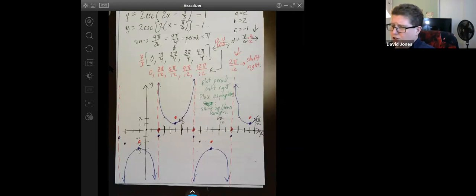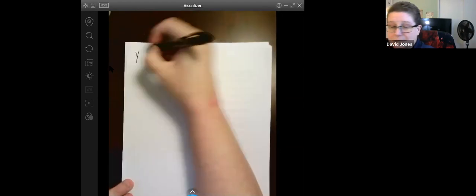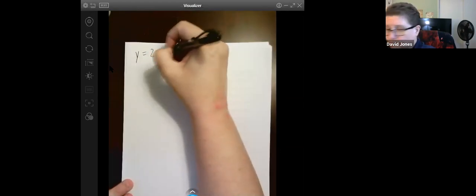Let's see if there's an alternative way to do that. Let's take a look at an alternative way to do it. I'll do the same graph. You might like this easier. It's probably actually easier for the secant and cosecant to do it like this. So let's do that again.